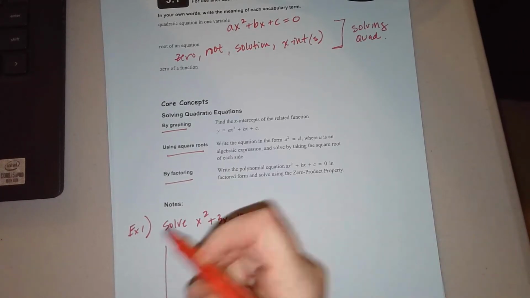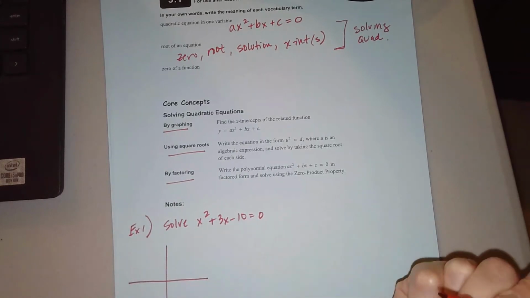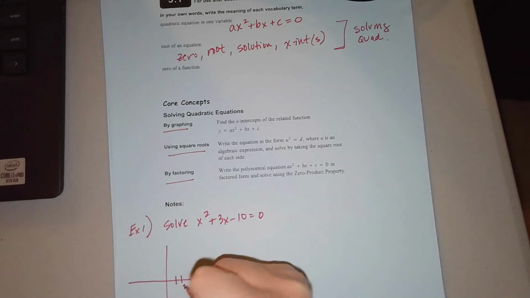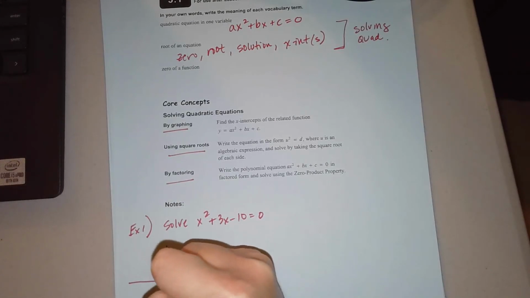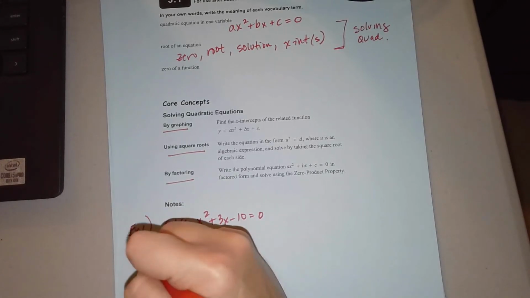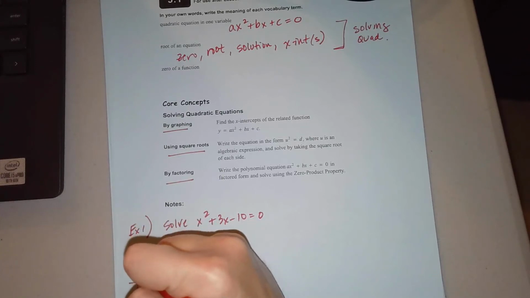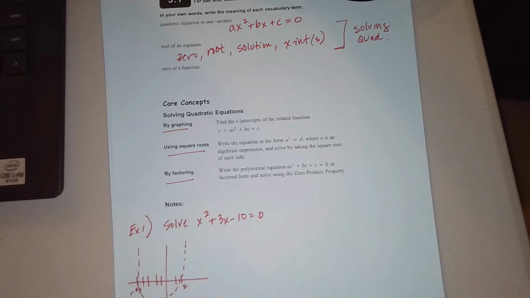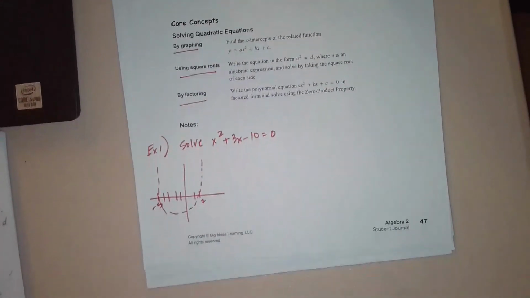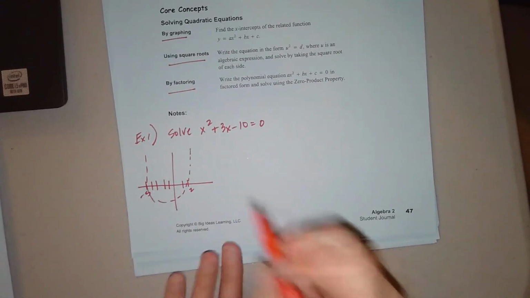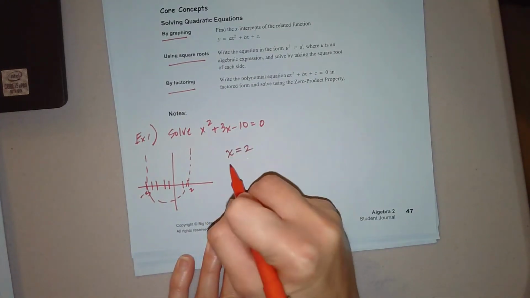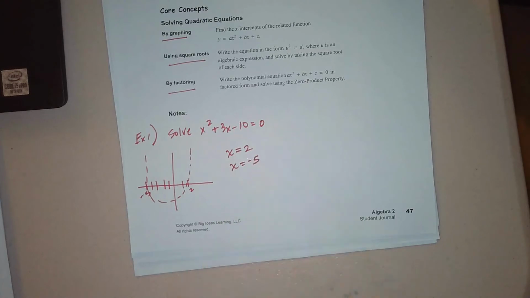The next thing is you're going to want to graph it. If you use your graphing calculator, your parabola would look like this. All right, so there's my parabola. If I'm literally solving this by graphing, all I would do is say x equals 2 and x equals negative 5. And so that would be my solutions.